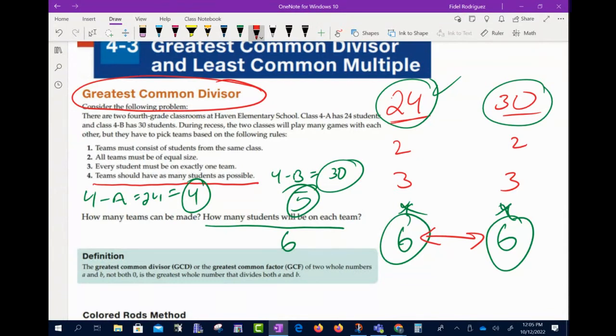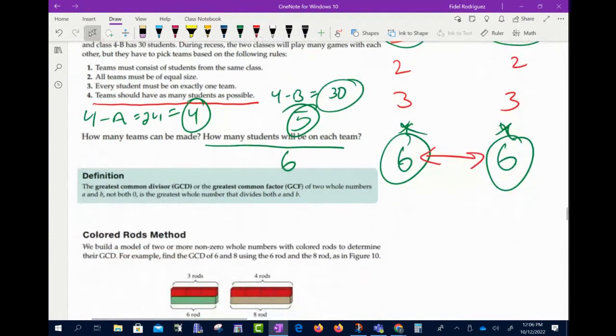A lot of times, I think students confuse the difference between a greatest common divisor and a least common multiple. Sometimes we get those two ideas confused, but the greatest common divisor is the biggest number that will divide into both of the two numbers that we have. Or sometimes we have 3 numbers, or sometimes 5 numbers, however many we have. Okay, so we have the definition right here.